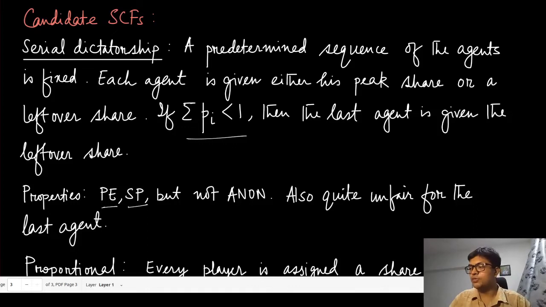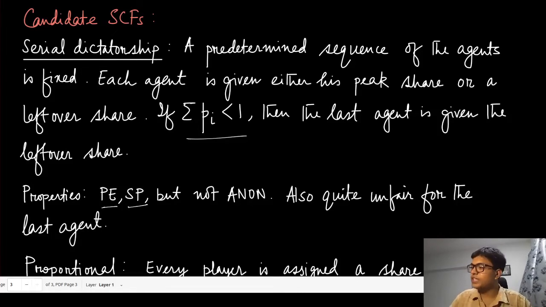It is strategy proof because none of these agents have any reason to misreport their peaks. If they come at the beginning of the sequence, they will get their most favorite share. If they come after the share is over, or only the leftover task is pending, then they don't have any choice. They cannot change it by misreporting. So the best response for each of these agents is to report their peaks truthfully.